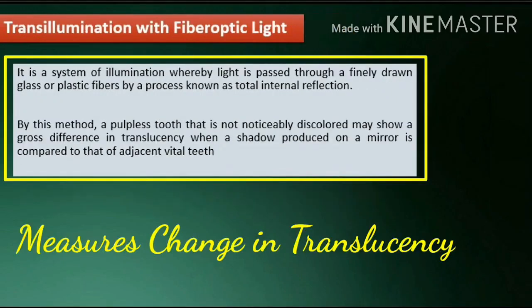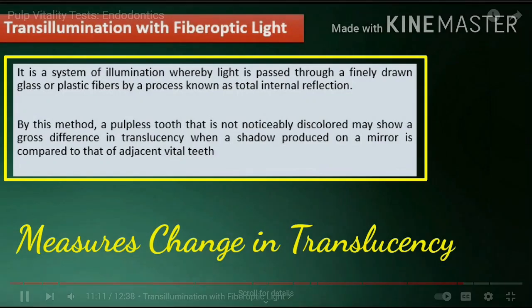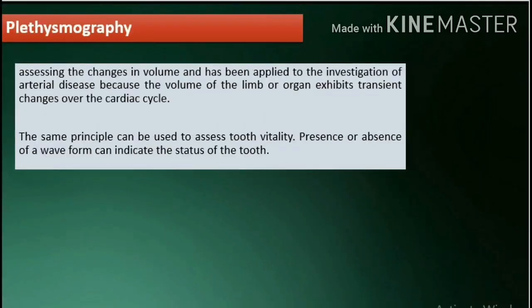It is a system of illumination whereby light is passed through finely drawn glass or plastic fibers by a process known as total internal reflection. By this method, a pulpless tooth that is not noticeably discolored may show a gross difference in translucency when a shadow produced on a mirror is compared to that of adjacent vital teeth.